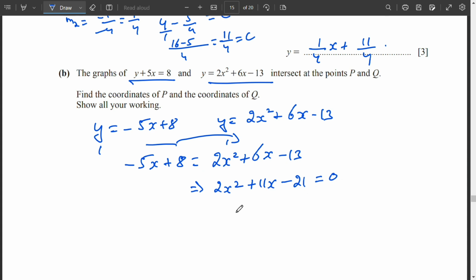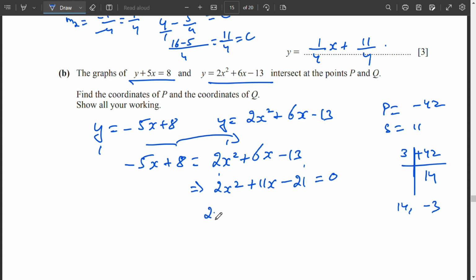So now we have to do the middle term splitting of this. We know that 2 times minus 21 is minus 42, and that means we need two numbers whose product is minus 42 and sum is 11. So let's take 3. 42 divided by 3 goes 14 times. Yeah, we have the numbers. So this is 14 and minus 3, because 14 into minus 3 is minus 42, and 14 plus minus 3 is 11.